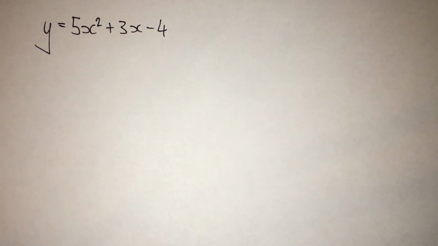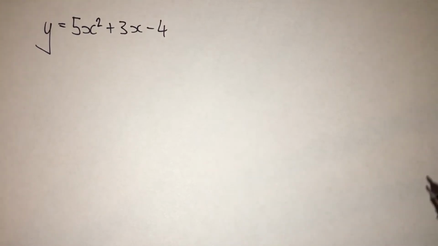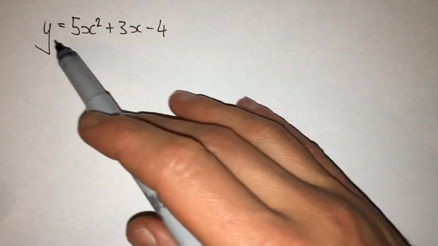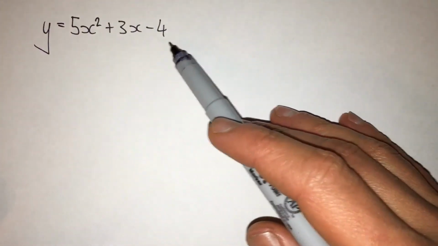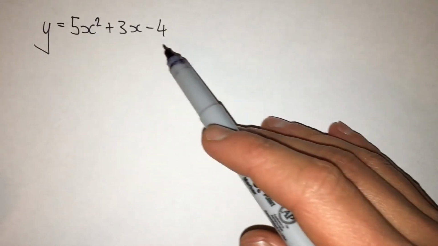An exam question could be, given that y equals 5x squared plus 3x minus 4, find dy by dx from first principles. dy by dx is the gradient function that we get when we differentiate this function on the right hand side here. Sometimes we call it the derivative.